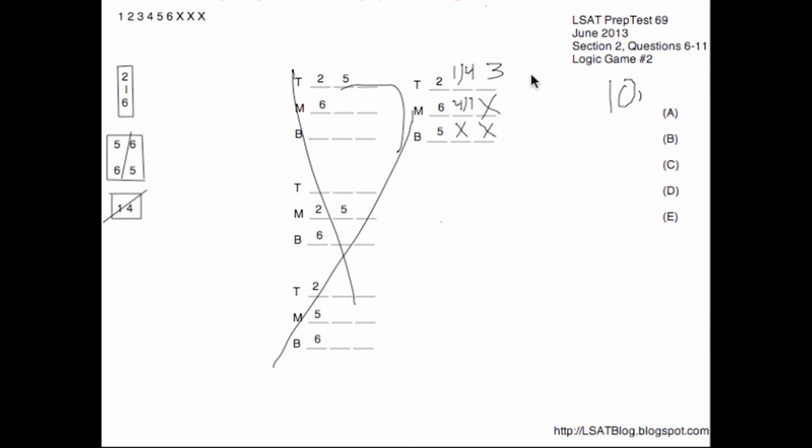So now they ask us, what is a pair of dishes that must be among those on top? Well, 2 and 3 have to be there, so C is our answer to 10. It's either 1 or 4 on the top, not both, so neither 1 nor 4 in particular needs to be there. 1 and 4 simply are variables that could be there. So C is our answer to 10.